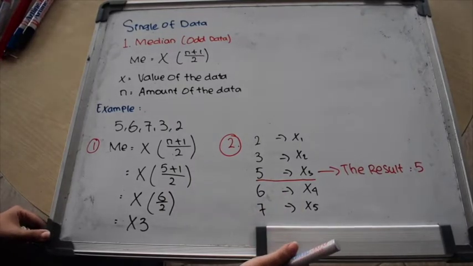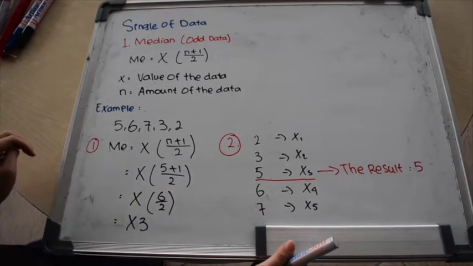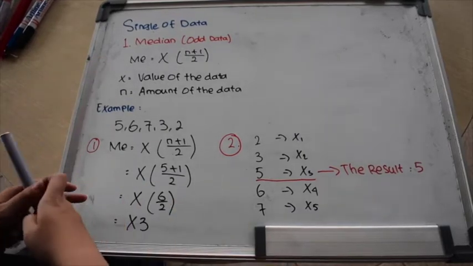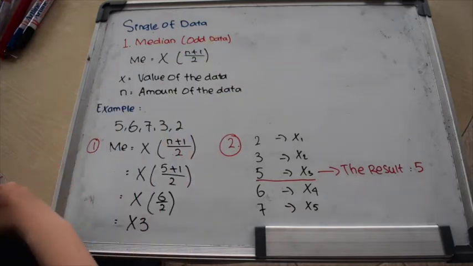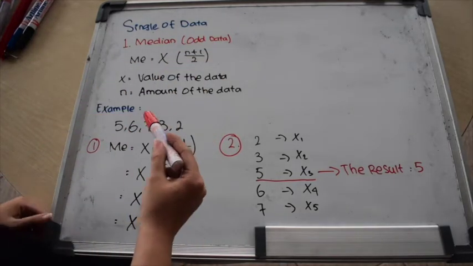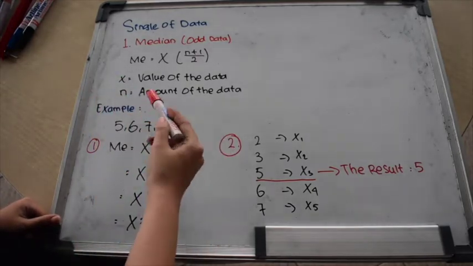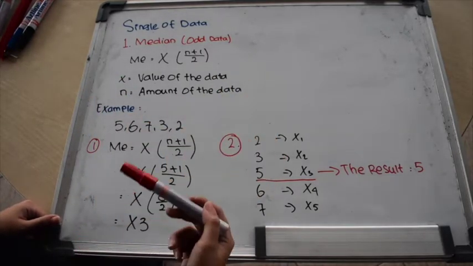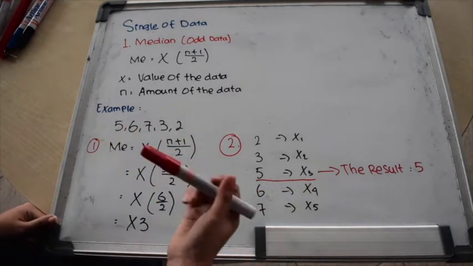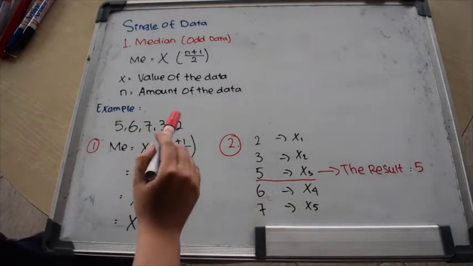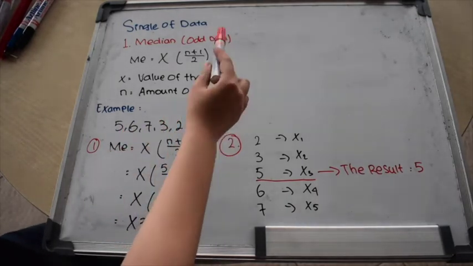Next is the median of single data. The formula is median equals x of (n plus 1) per 2, where x is the value of the data and n is the amount of the data. We can see the example. There are 5 numbers in this data, 1, 2, 3, 4, 5, and this is called odd data.